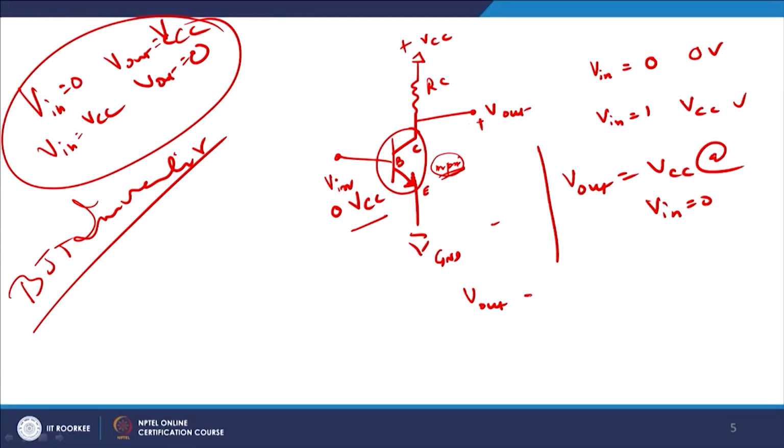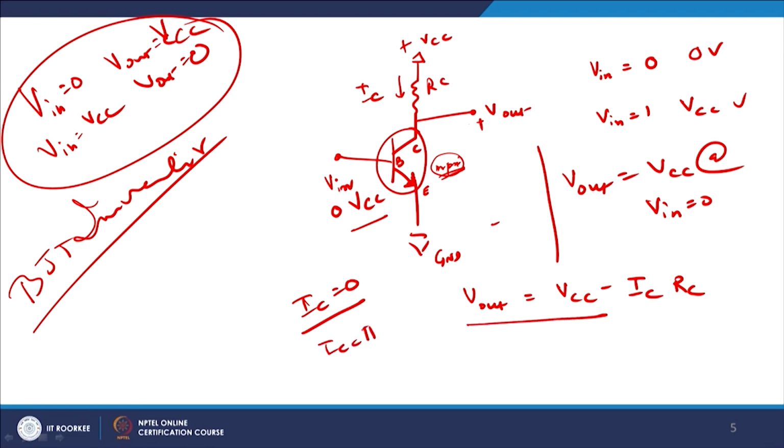Also, if you want the mathematical derivation, I can write V out equals VCC minus IC into RC. IC is the current flowing through this domain, IC into RC. Now, if IC equals 0, I get V out equals VCC, and if your IC is a very large quantity, then this will be very close to VCC, and therefore, my V out will be equal to 0.